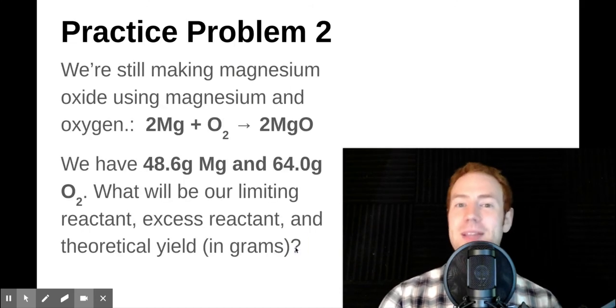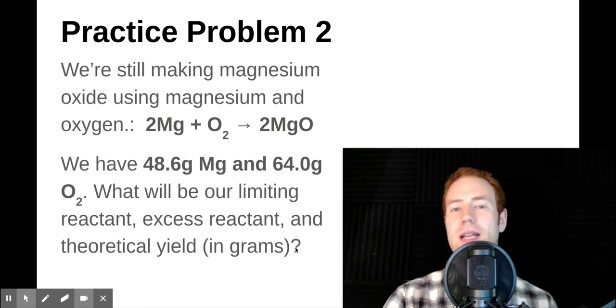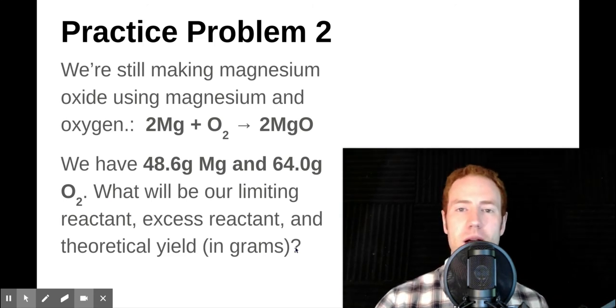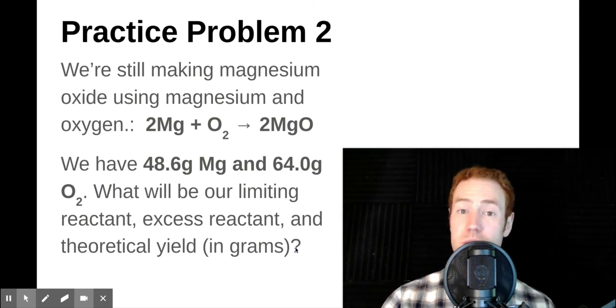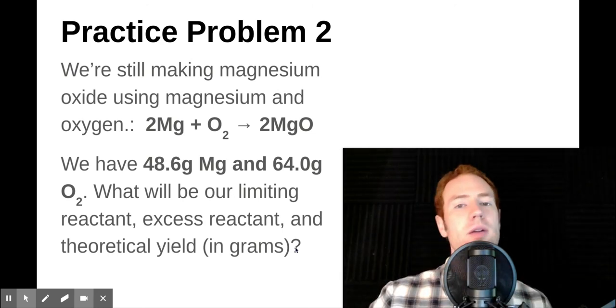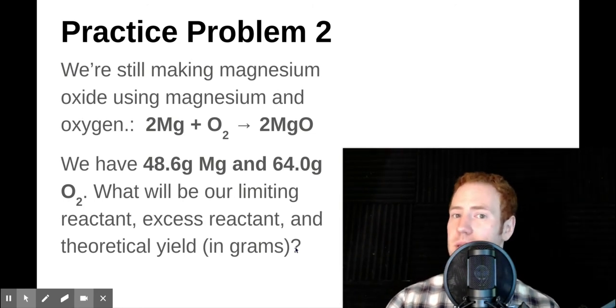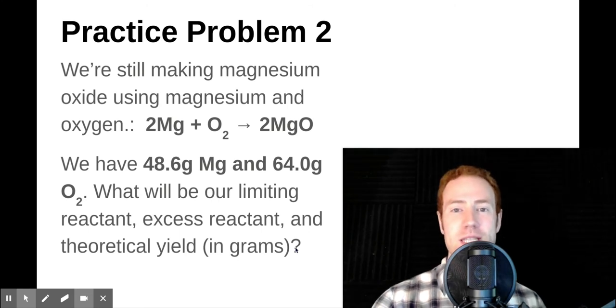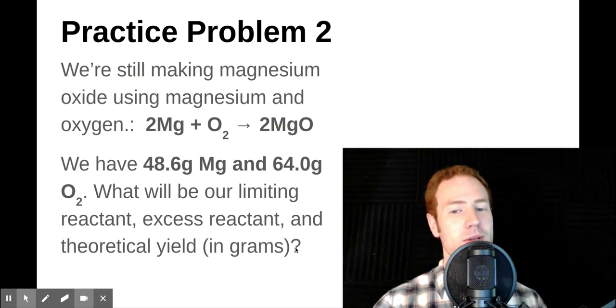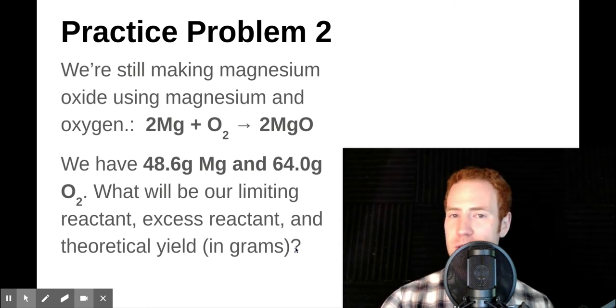Okay, now let's make this real here. Let's combine some of your stoichiometry and dimensional analysis skills into this concept of limiting and excess reactants and theoretical yield. So we're working with the same chemical reaction here, magnesium and oxygen reacting to produce magnesium oxide. And we have 48.6 grams of magnesium and 64.0 grams of O2. So we've got masses here. What will be our limiting reactant, excess reactant, and theoretical yield of magnesium oxide in grams in this situation?